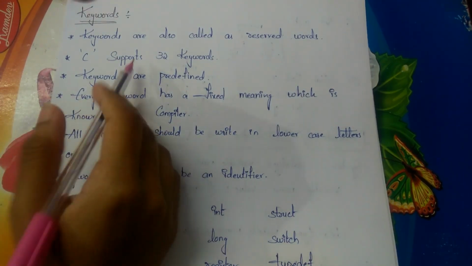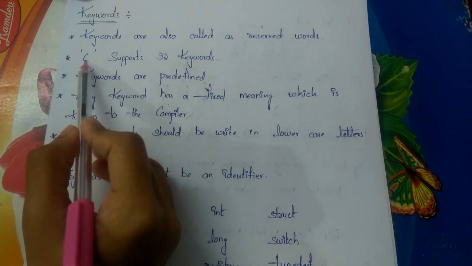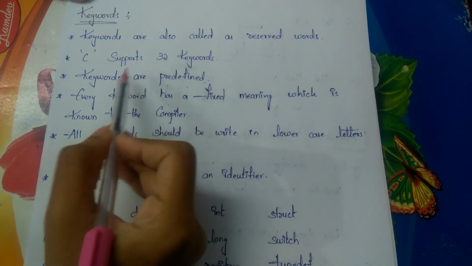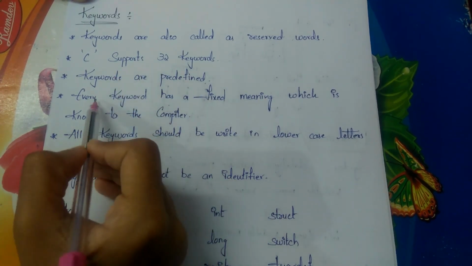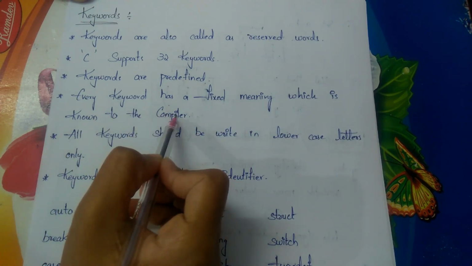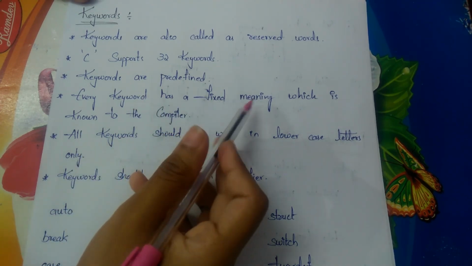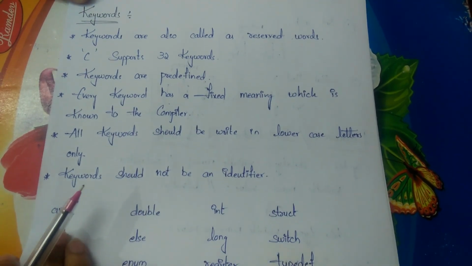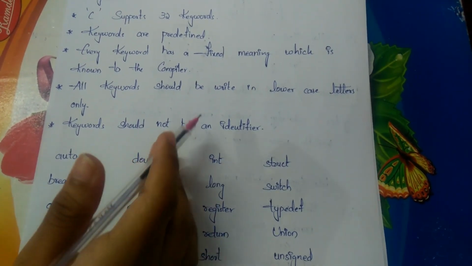Now the next topic is keywords. Keywords are also called reserved words, and the C language supports 32 keywords. So there are 32 keywords in the C language, and keywords are predefined. These are already defined, and every keyword has a fixed meaning which is known to the compiler. So all these keywords are already known to the compiler, and each keyword has some meaning. Now all keywords should be written in lowercase letters only. We cannot use uppercase letters.